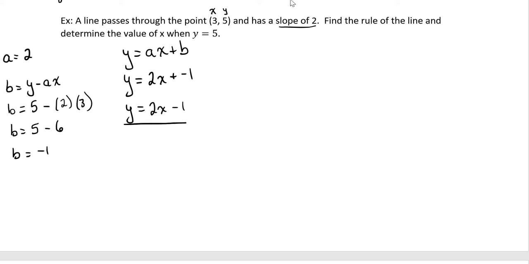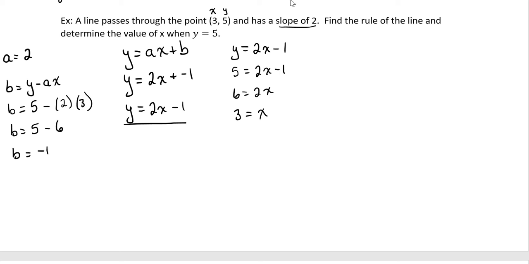We've written the rule. And now the question says, determine the value of x when y is 5. And we can do this one of 2 ways. So I'll show you both ways, and you can use whichever one you like best. We can use this one formula, y equals 2x minus 1. We know that y is 5, so instead of writing y, we'll write 5. And we'll do a little bit of algebra. We'll add 1 to both sides. And then we'll divide both sides by 2. Okay, so this is nice because it's using the same formula. You have to do a little bit of algebra, but it's not too bad.